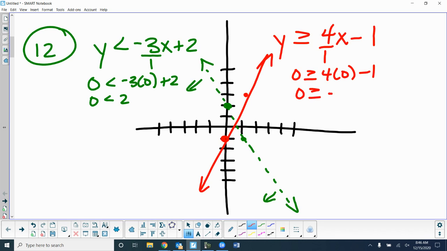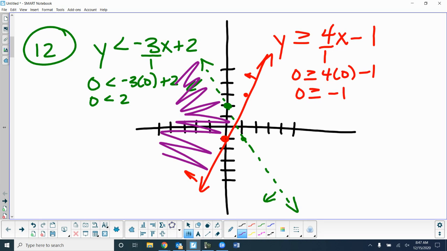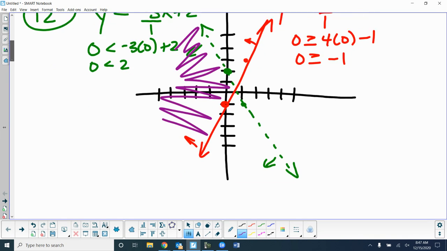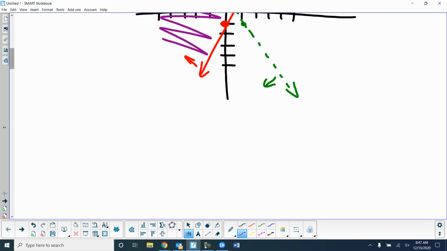Is 0 greater than or equal to -1? Yes, so I'm going to go this way, towards the 0, 0. Where the two overlap is there, right? That area. So make sure you make the correct choice when you are finished.